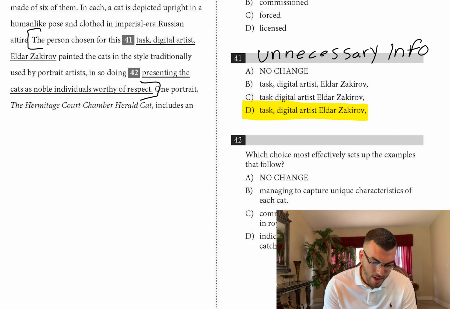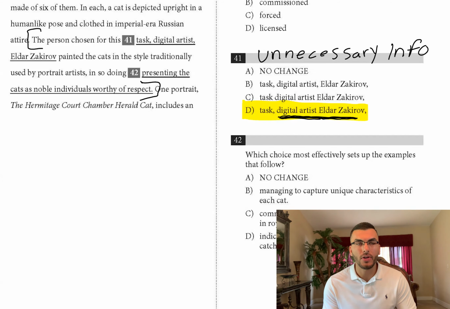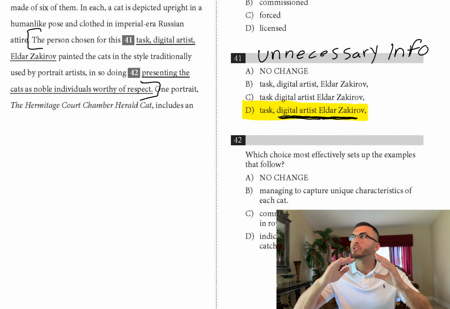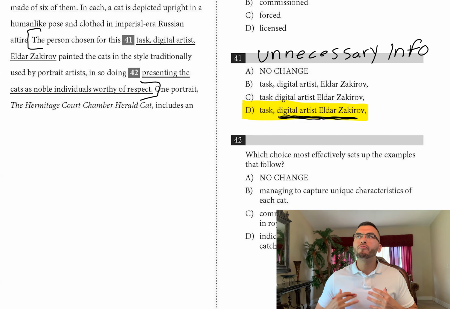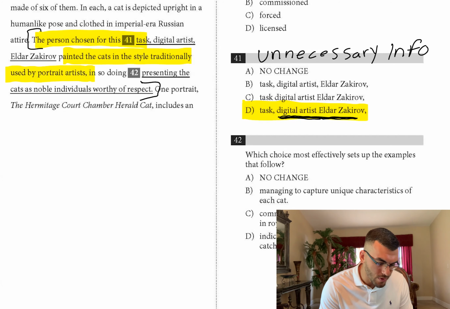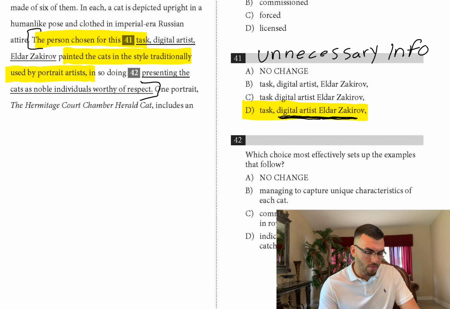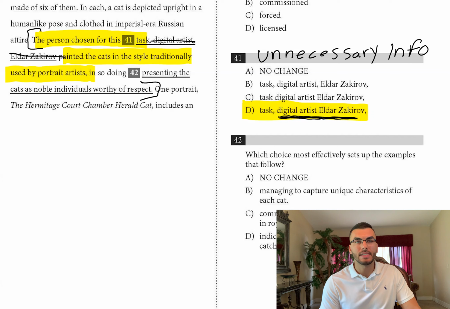The person chosen for this task, comma, digital artist Eldar Z, comma. That's the correct answer because that makes this information surrounded by commas. We have digital artist Eldar Z, that's what's surrounded by commas. And if it's surrounded by commas, again, that means it's unnecessary information. So let me reread the sentence without that information and see if it still makes sense. The person chosen for this task painted the cat in the style traditionally used by portrait artists. In doing so, blah, blah, blah. I left out digital artist Eldar Z and the sentence still made sense.